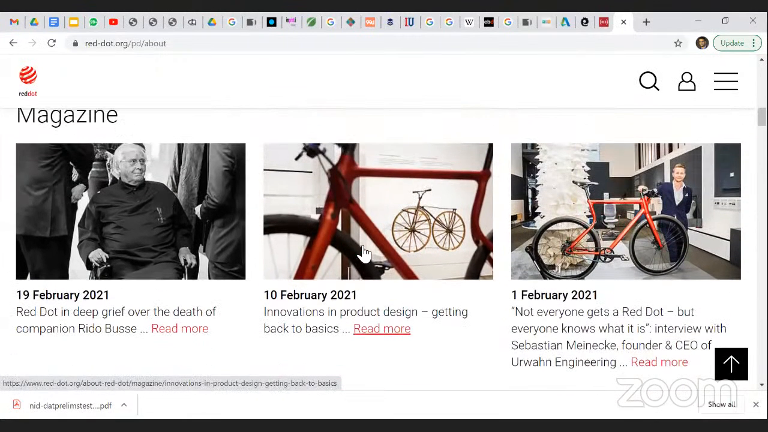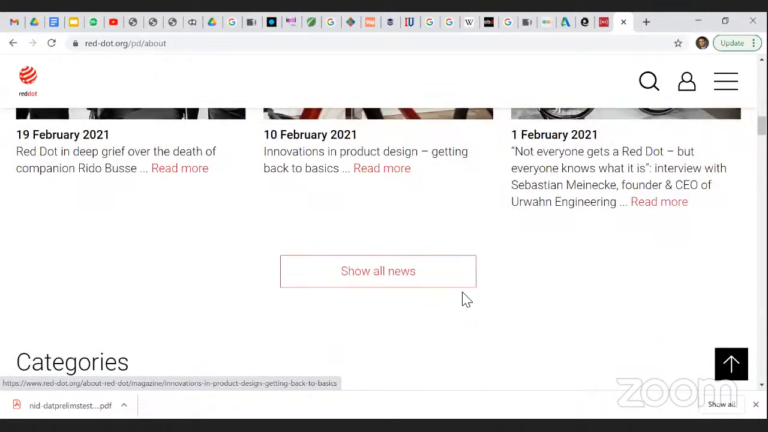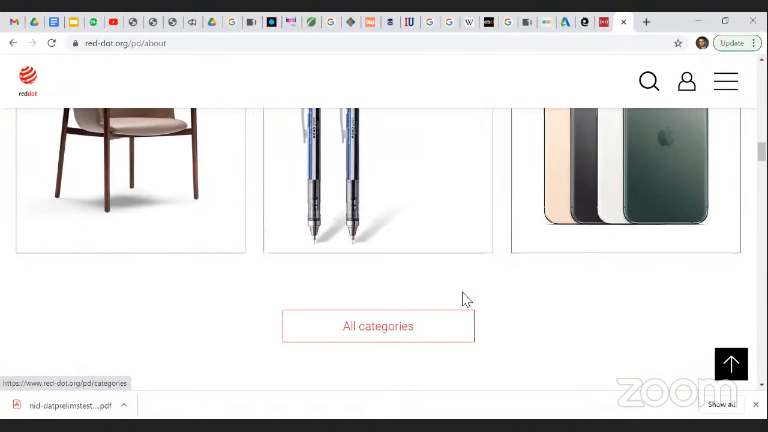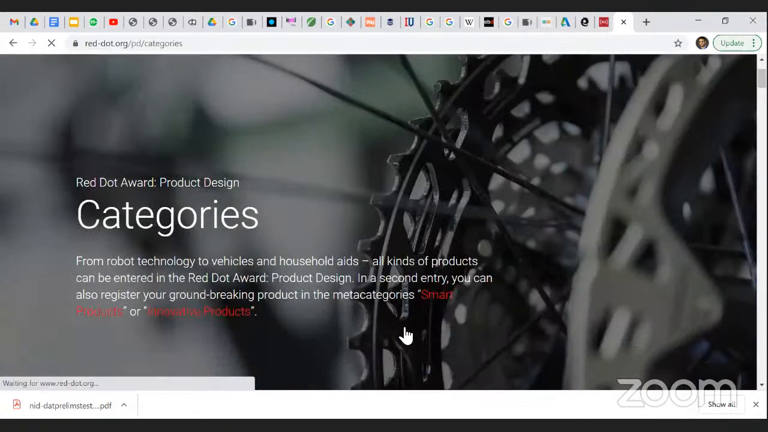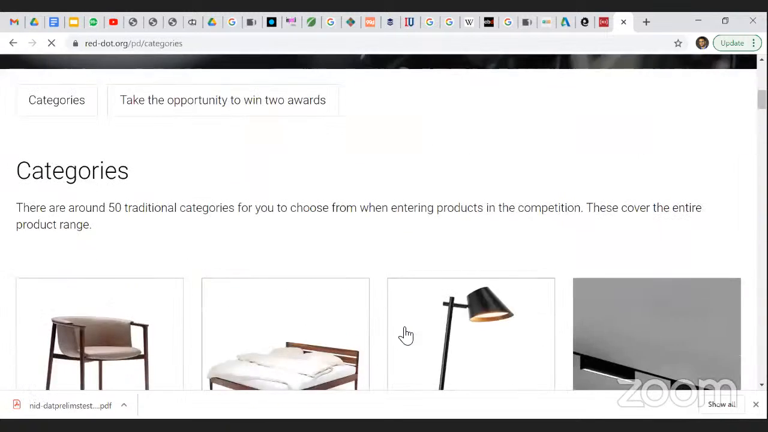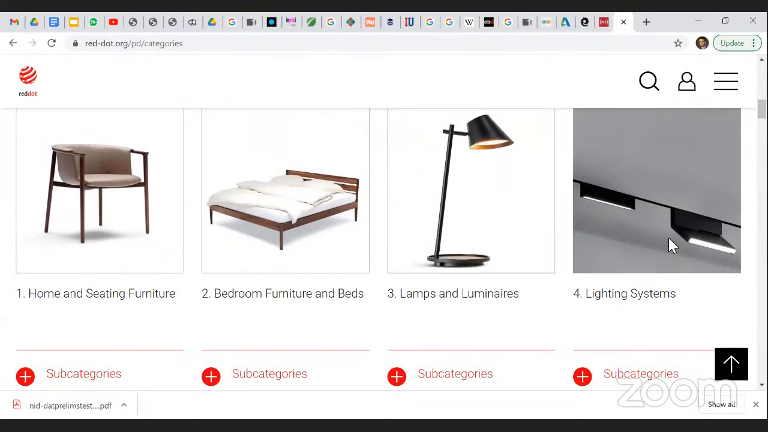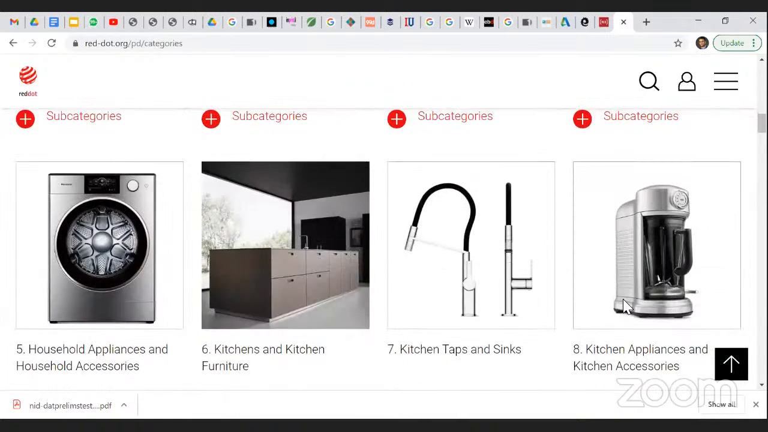Okay, so you can look at so many ideas, possibilities, designs that are already showcased and done by great designers all across the world. And this is also a great source of inspiration and innovation for you. Look at these lighting systems. I mean, it looks quite interesting, isn't it?